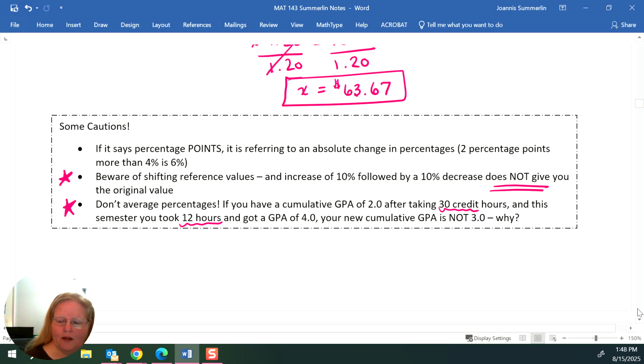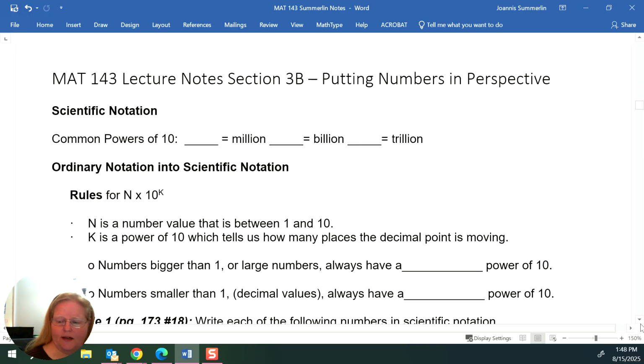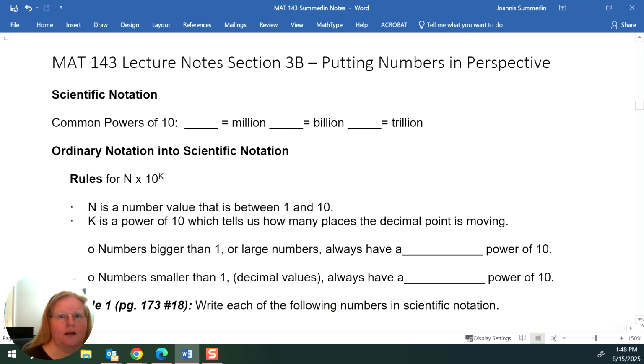Okay. That ends section 3A, which would put us at 3B. That's what we'll do next time.